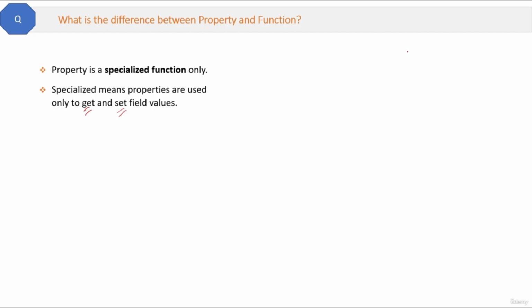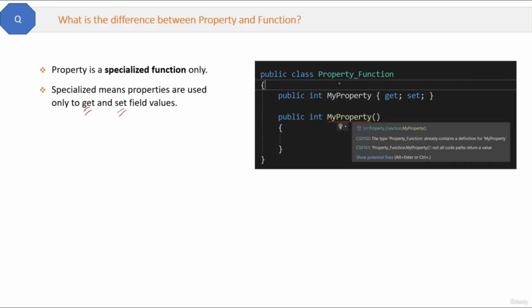Now, if you want the proof of this, then see this code. We have one property here, MyProperty, right? And when we try to create a function with the same name, MyProperty, the .NET compiler will not let us do this. It will say the type already contains a definition for MyProperty, and duplication is not allowed. That means a property is also a kind of specialized function only.